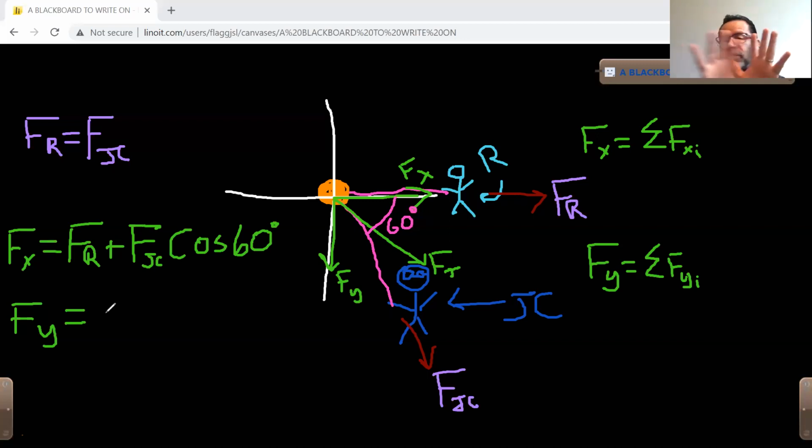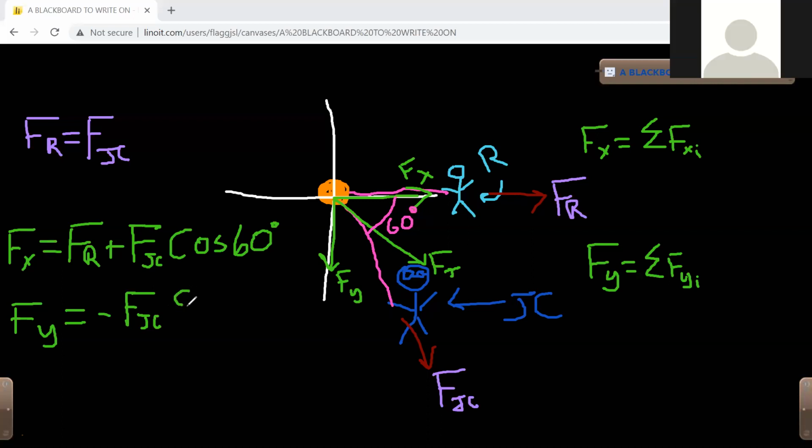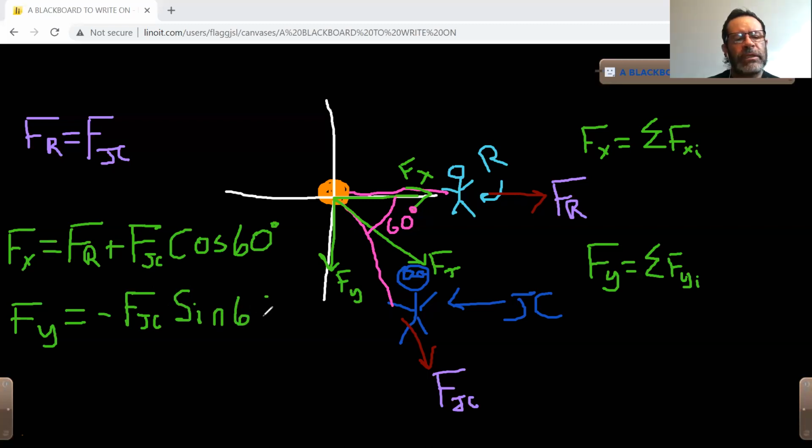So I'm going to take a reference. We need to have references for the signs and mostly for the angles. I'm going to say that right is positive, up is positive, down is negative, left is negative, just like a normal XY plane. So this would be minus FJC. And how do I calculate the Y component? What do I have to add? The sine. The sine of 60. Okay? And we do those calculations.